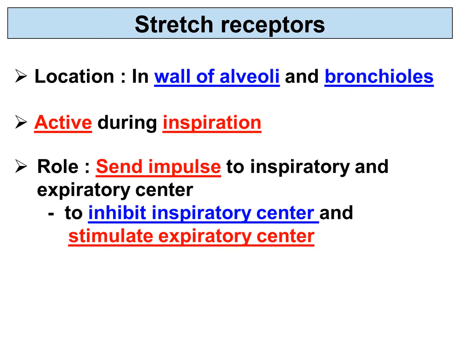First, the receptor that is important is the stretch receptor, which can be found in the wall of the alveoli and bronchioles. Whenever we inhale, we take air into our lungs and the lungs expand. The expansion of our lungs will activate the stretch receptor. It's like a balloon. When we blow into the balloon, it will expand and stretch out.